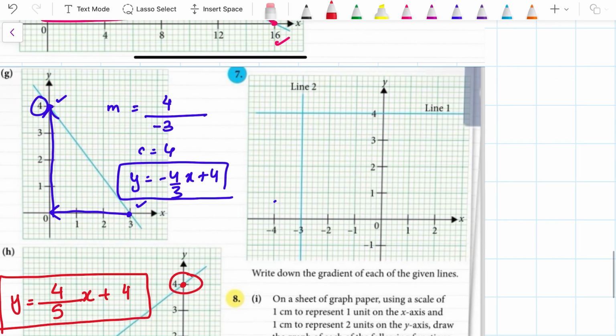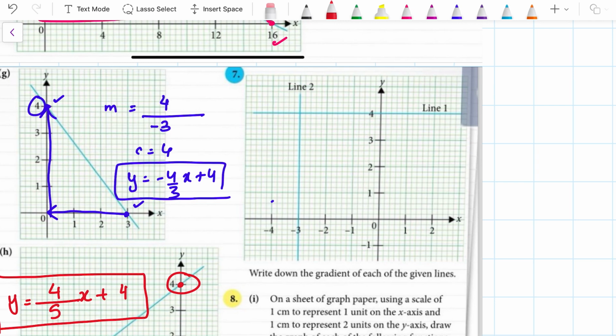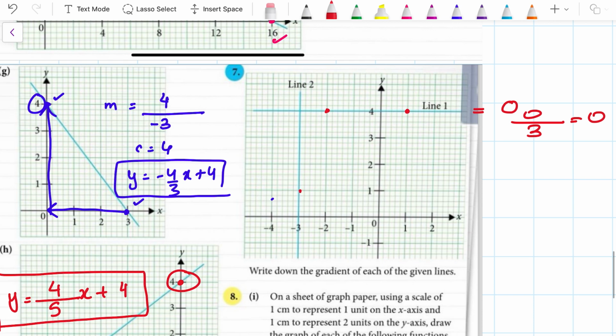Now, let's look at question 7. As I mentioned earlier, a horizontal line has 0 gradient. Why 0? Let's take this point and this point. So the run is 3 units and there is no rise. So it's 0. 0 upon 3 is 0. For line 2, let's take this point and this point. The rise is 1 unit and there is no run, 0. Whenever there's a 0 in the denominator, it's undefined. You can't find the answer. It gives you a math error in the question.